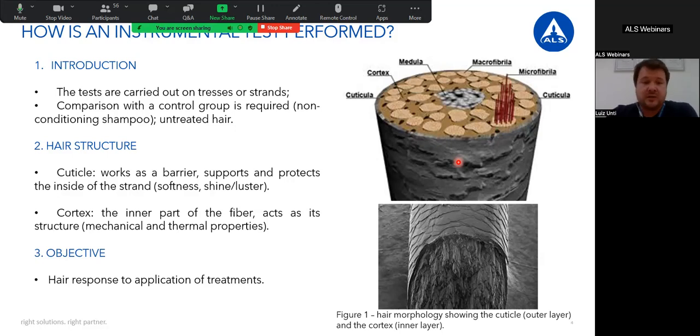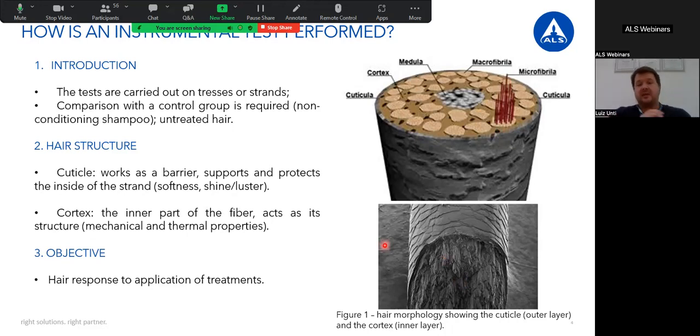But the second one is the cortex. So it is the inner layer of the hair fiber. And this part of the fiber is the whole structure of the hair. So this is the layer that we analyze when we talk about mechanical or thermal properties of the hair fibers.